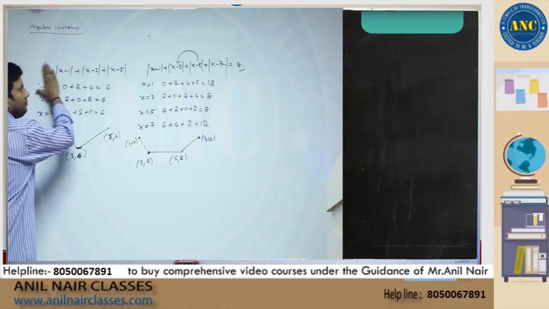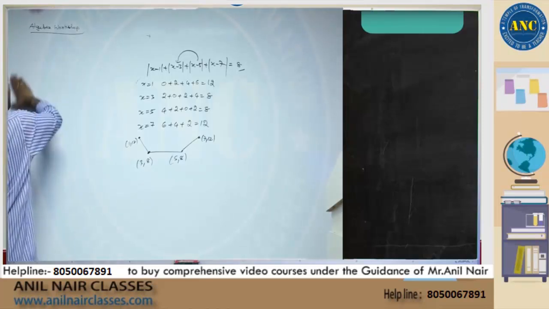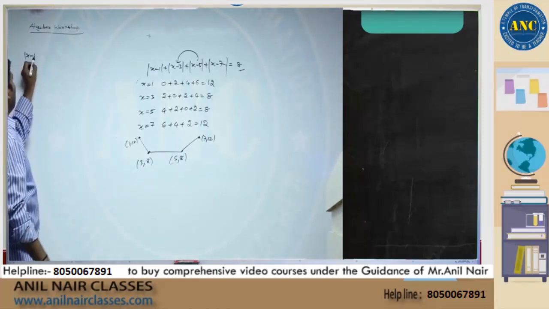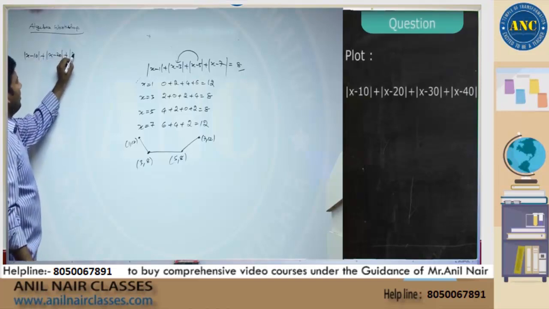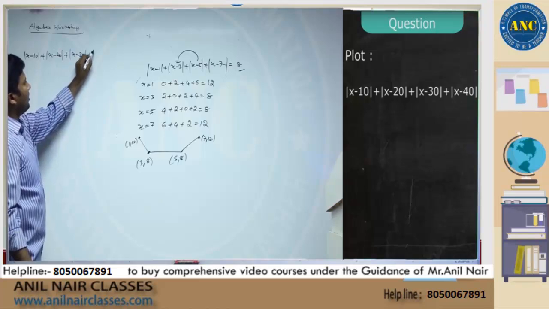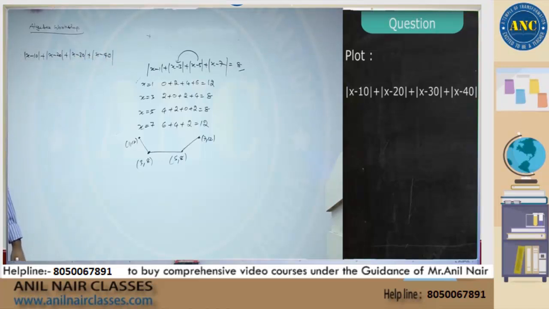Please read the question. Please tell me the question. Mod x minus 10, mod x minus 20, mod x minus 30, mod x minus 40. This is the question. Equal to one value is there. We will see that value later.